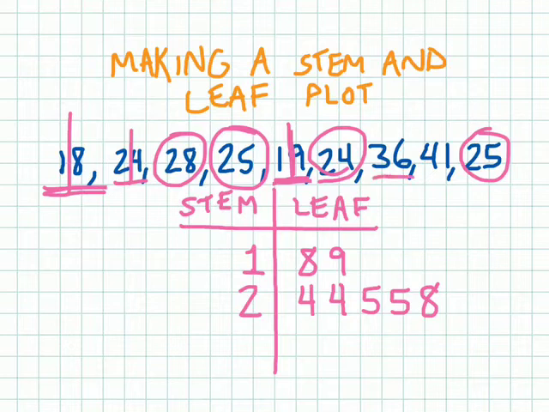I get to my 36 over here, and I'm going to put a 3 in the stem, and I'll put a 6 in the leaf. And then finally I've got this 41. I'll put a 4 in the stem, and I'll put a 1 in the leaf to be 41.